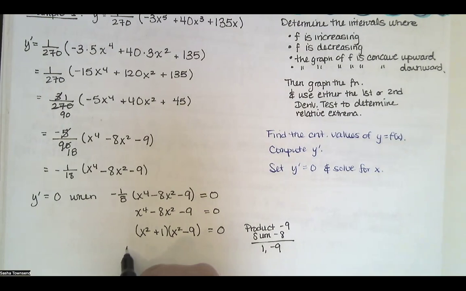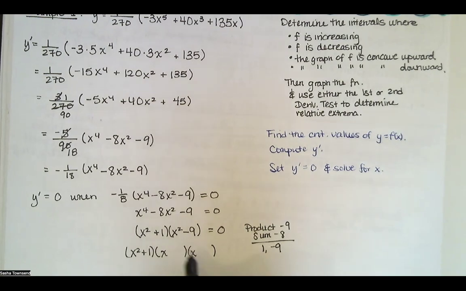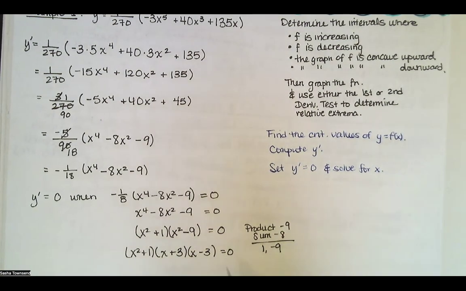A difference of squares factors. A sum of squares does not factor. It factors in the complex numbers, but not the real numbers. A squared minus b squared factors to a plus b times a minus b. If a squared is x squared, a is x. Since b squared is 9, b is 3. So we're going to add 3 and subtract 3 there.